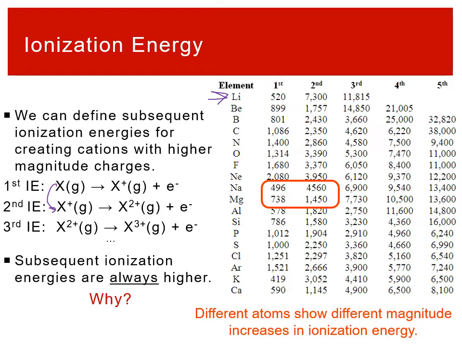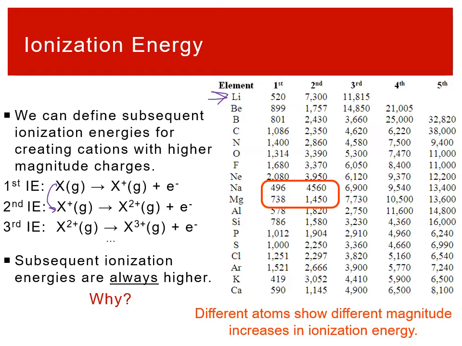But if we look at the second ionization energies, they both go up. Sodium goes from 496 to 4560, whereas magnesium goes from 738 to 1450. So they both go up, but we can see that sodium has a much larger jump, right?